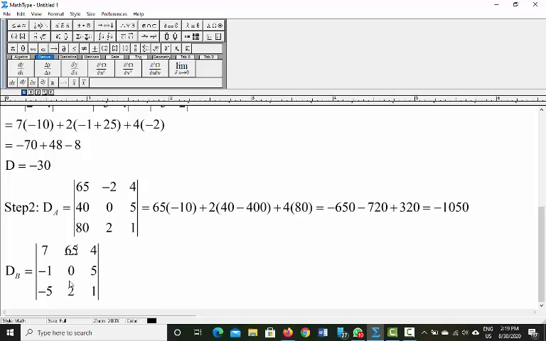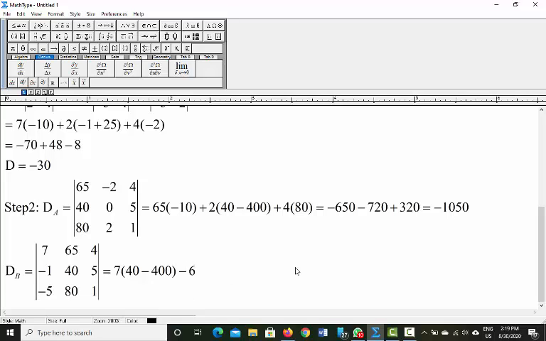So 65, 40. The coefficient column for B will be replaced by this, that means the second column will be replaced by this. So let us find the determinant of this one. 7 multiplied by, we will ignore this one, we will be left with 45, 81. So 40 multiplied by 1 is 40, minus 400.